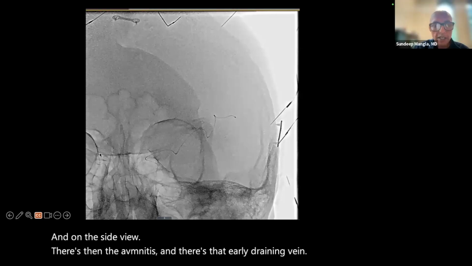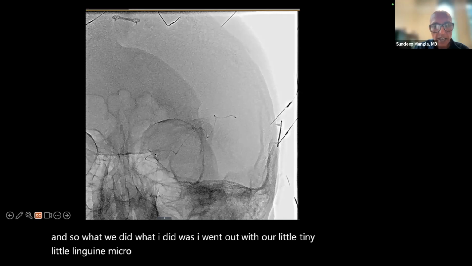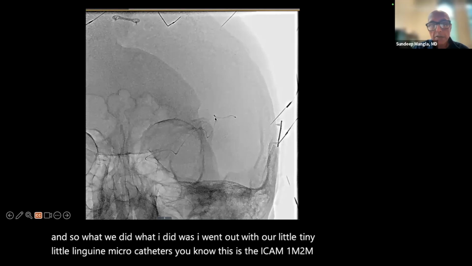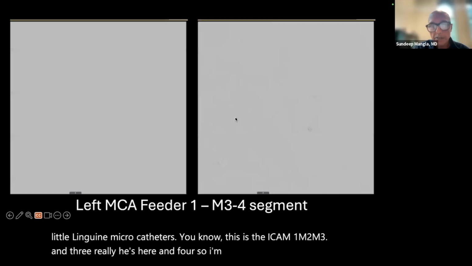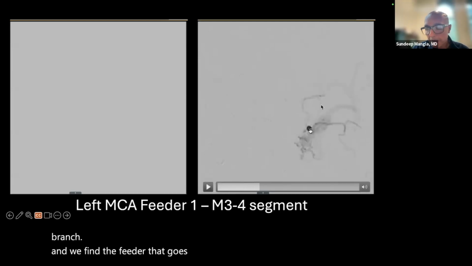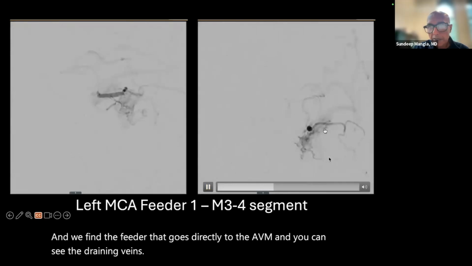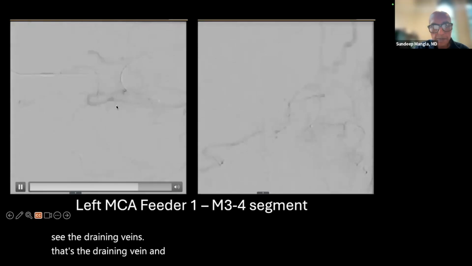And so what I did was I went out with our tiny little Linguini microcatheters. This is the ICA, M1, M2, M3. M3 really is here, M4. So I'm getting out into an M4 branch. And we find the feeder that goes directly to the AVM. And you can see the draining veins. That's the draining vein. And there's the nidus of the AVM.